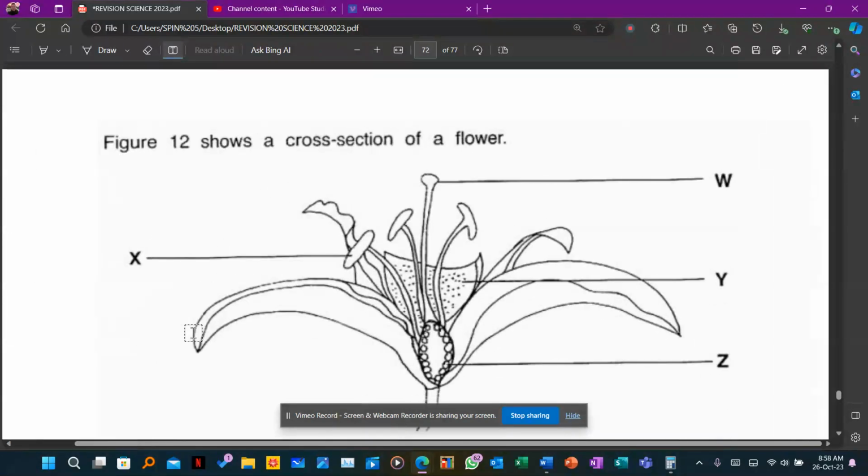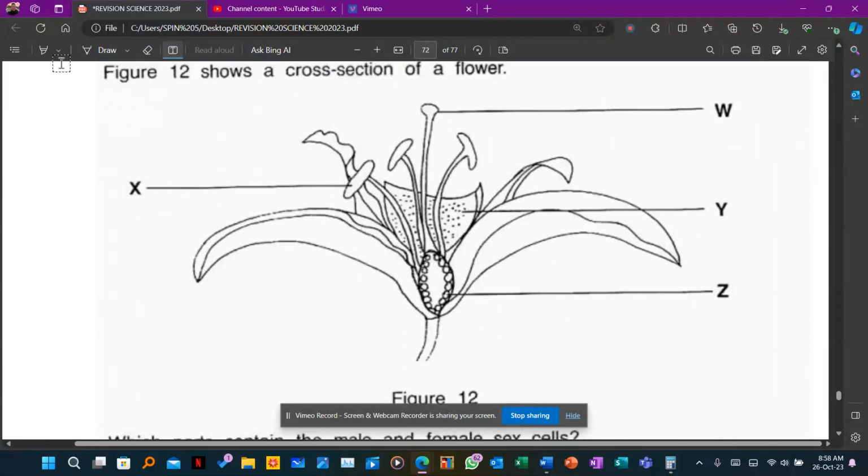And then this one is the different parts of the flower. W is stigma. The stigma is the female part of the flower. And then you have this one, the anther, the male part of the flower. Then Y, maybe it's a petal. It's weird, it's at the back. And Z should be the ovary or the ovule. Ovules are found inside the ovary.